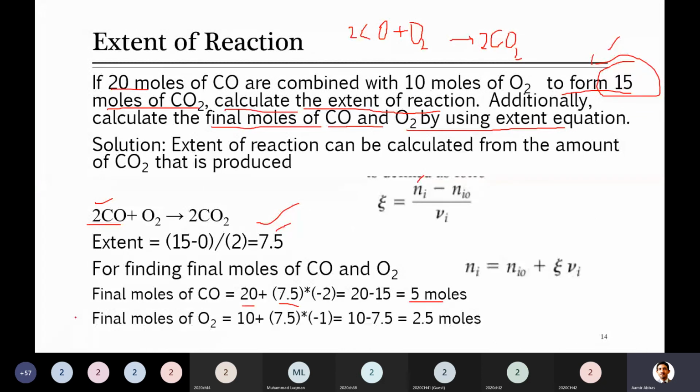So for oxygen, you can see that initially there were 10 moles in the system, plus extent is 7.5 and its coefficient is -1, so there are still 2.5 moles of oxygen. Due to this reason, I was asking you guys whether this is a complete or incomplete reaction. So it is still an incomplete reaction. Okay.